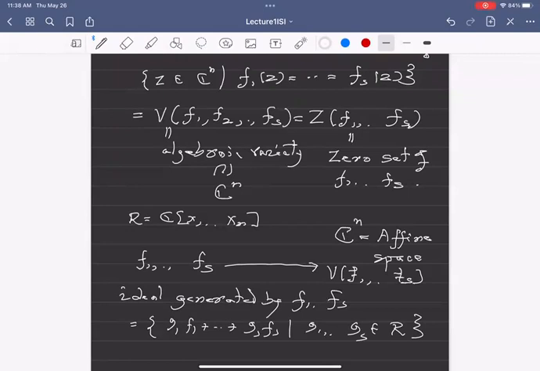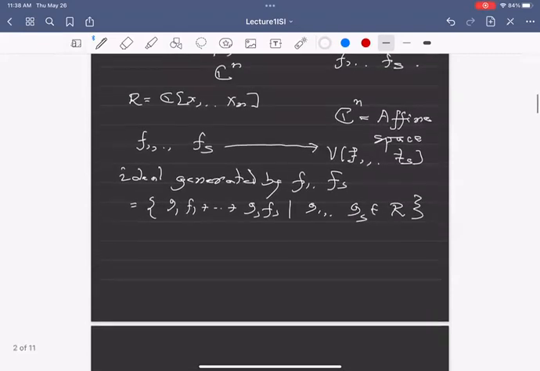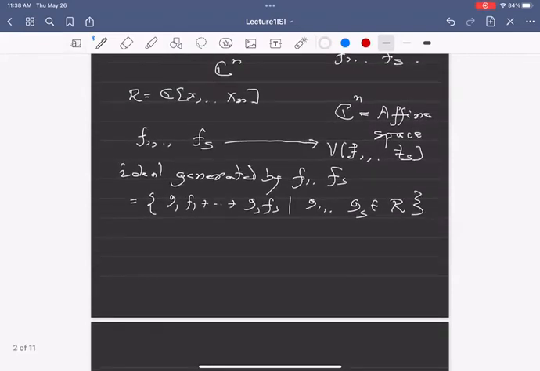This is clearly an infinite set of polynomials. This is called the ideal generated by f1 up to fs. And one notation for this is, within round brackets, we write f1 up to fs. That's an important object in this ring. This is the ideal generated by these polynomials. So this consists of infinitely many polynomials which are obtained by taking linear combinations of f1 up to fs.